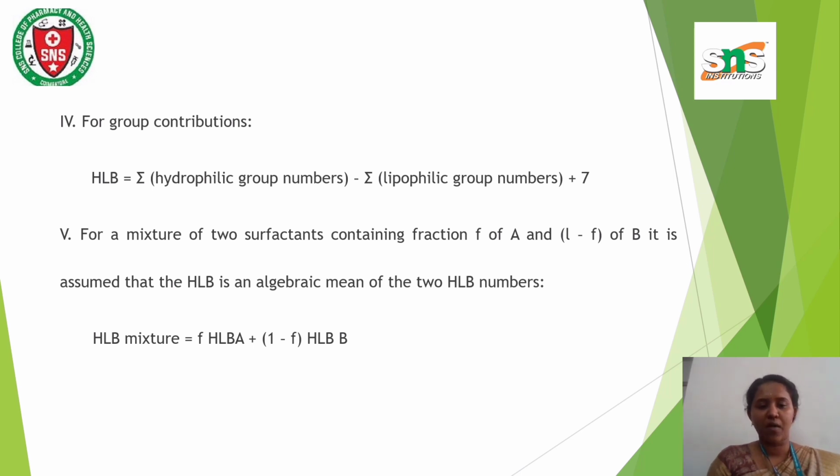For a mixture of two surfactants containing fraction f of A and 1 minus f of B, it is assumed that the HLB is an algebraic mean of the two HLB numbers. So HLB of the mixture equals f times HLB A plus (1 minus f) times HLB B.